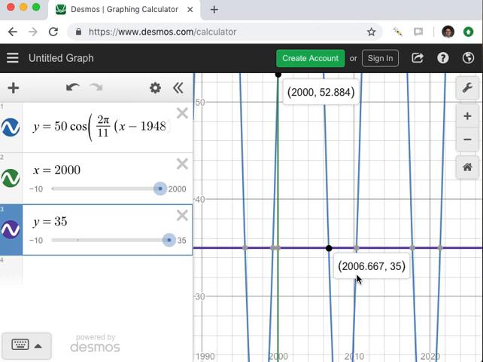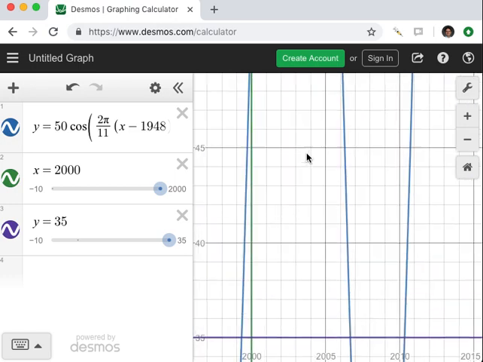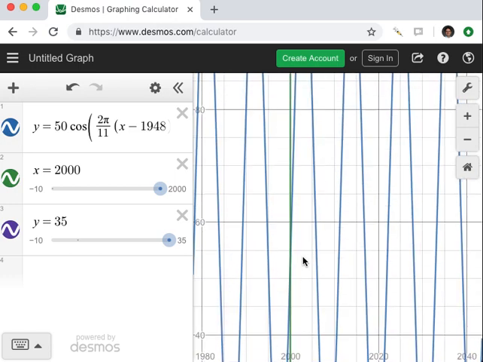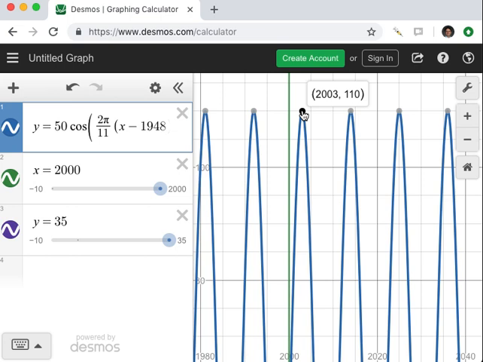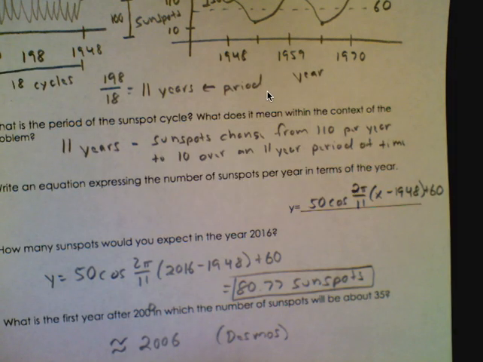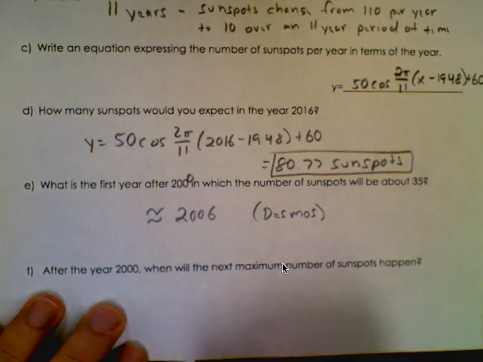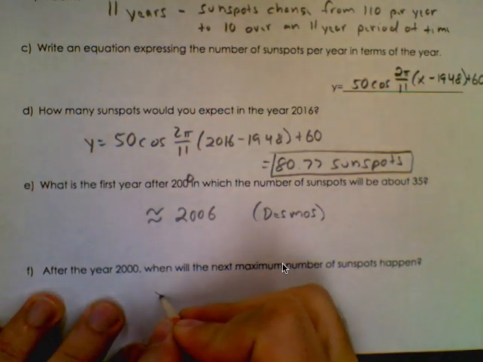So last question is, after the year 2000, when will the next maximum number of sunspots happen? Now, we can answer that really without using Desmos, but I'll show you on the picture what it would mean. So if I scroll up here, there's year 2000. That'll show up here at the year 2003. So that's going to be the answer to that question, so it's going to be the year 2003.